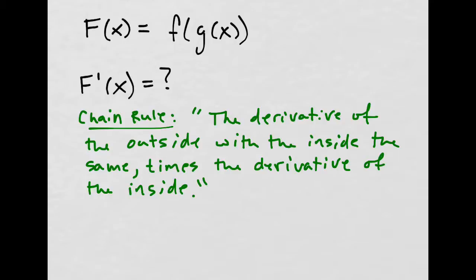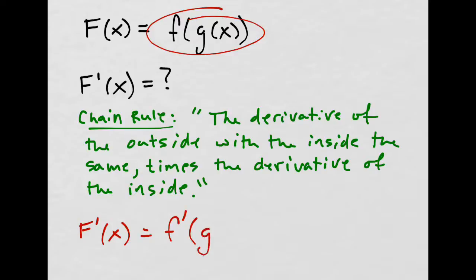The chain rule says that if you want to take the derivative of a composition of functions, you take the derivative of the outside function, the derivative of the outside with the inside the same, and then multiply it, so times the derivative of the inside. So, if I want to find capital F prime of x, then I'm going to take the derivative of the outside with the inside the same, so f prime, the inside stays the same, times the derivative of the inside. Well, that's just times g prime. And there we go. That's the chain rule.